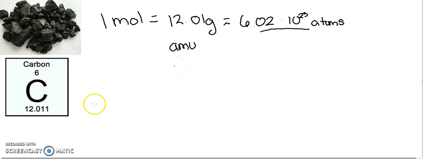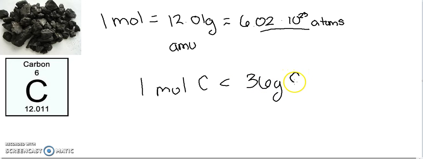Okay, so that's what we talked about last week, and then the other thing we also practiced was using this measurement to compare the amount of something. So for example, we would know that 1 mole of carbon is going to be less than, say, 36 grams of carbon. Okay, so since we know 1 mole of carbon is a mass of 12 grams, that means that 36 grams of carbon would really be the equivalent of 3 moles of carbon. So that's everything we talked about last time.